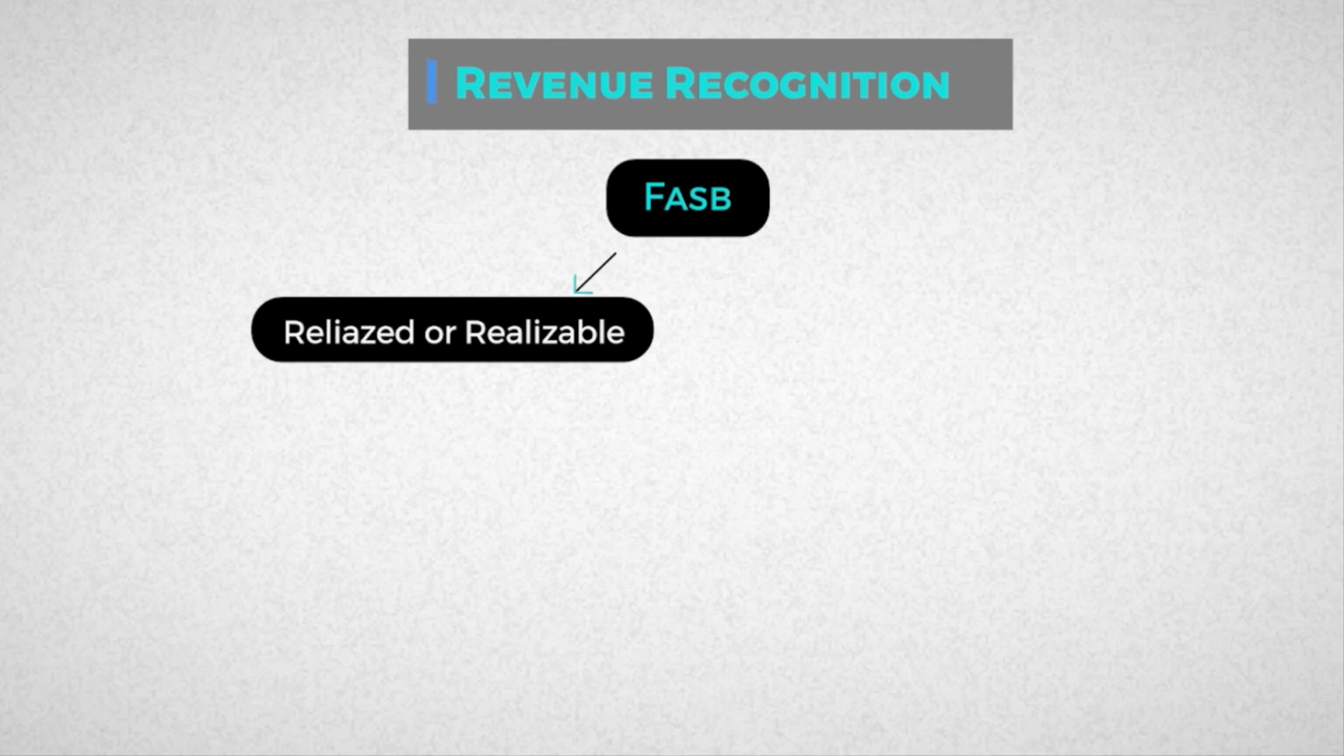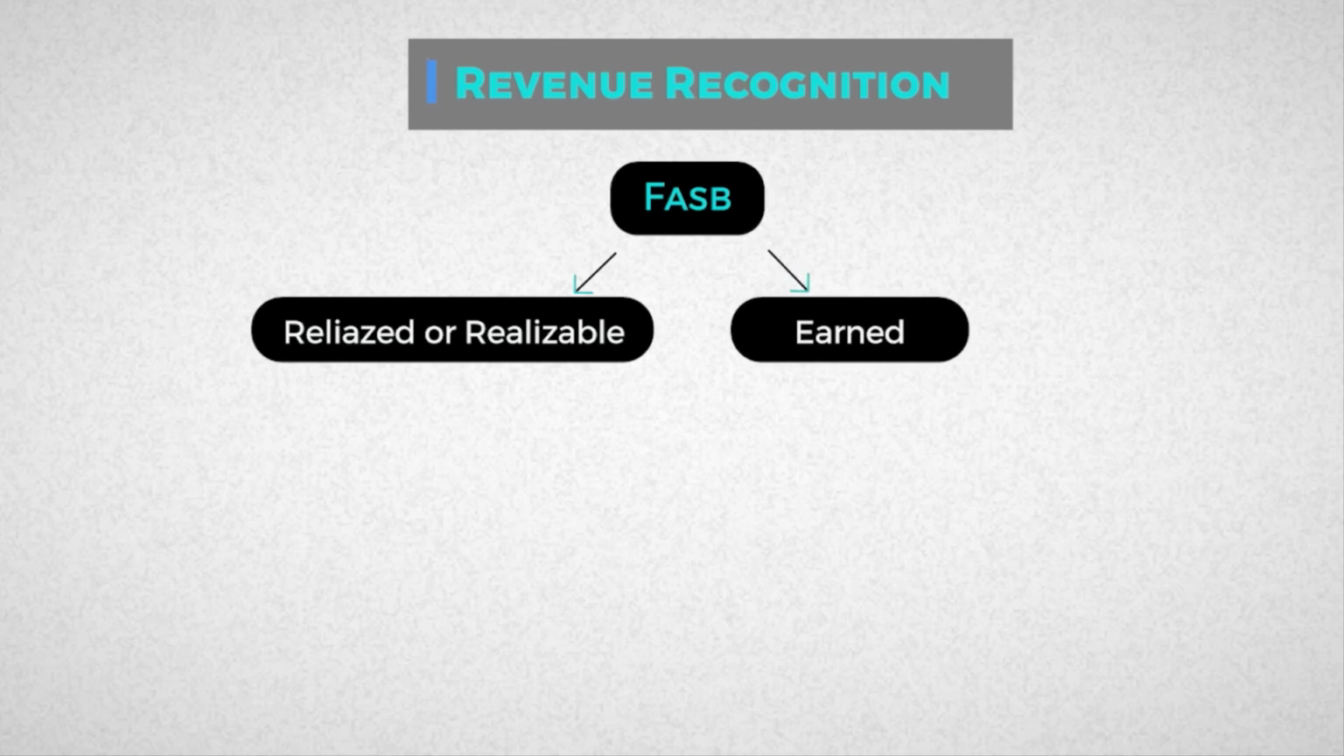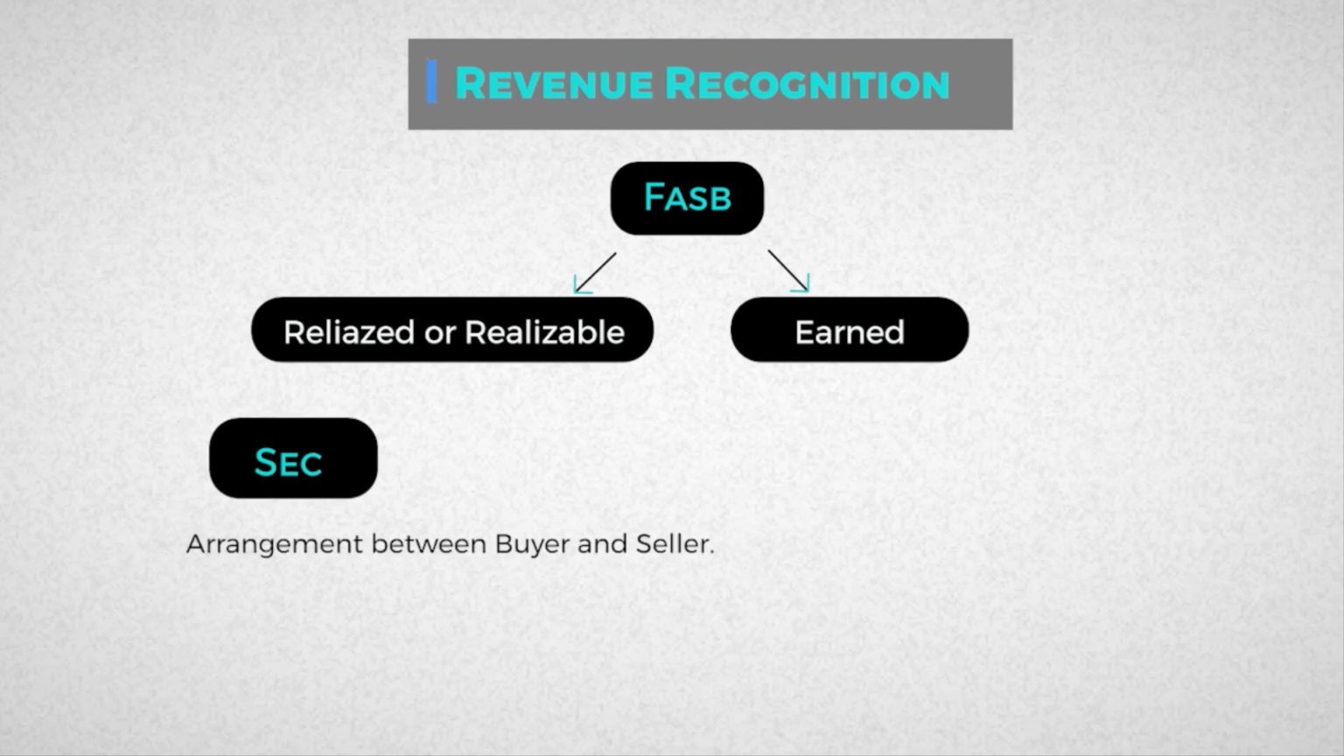They've given two conditions. One, that the revenue must be realized or realizable, and number two, that it should be earned. So if both these conditions are met, you can go about recognizing revenue in your financial statements. In addition, there are certain guidelines provided by the SEC, and there are four guidelines. One, that there should be an arrangement between buyer and seller. This is guideline number one.